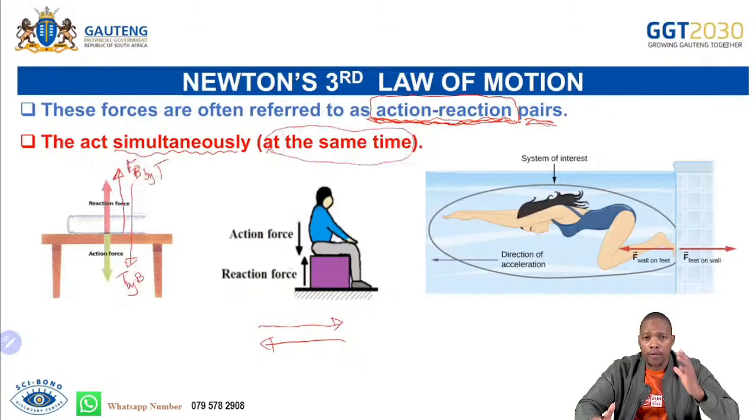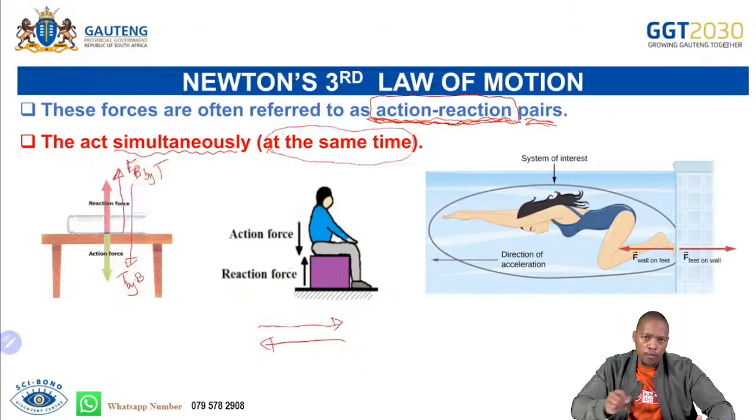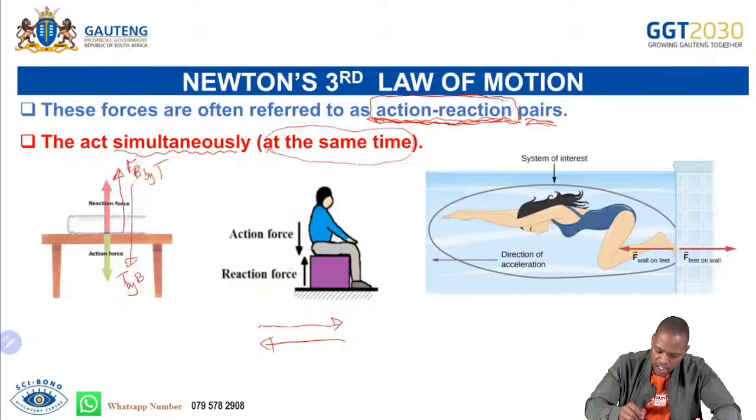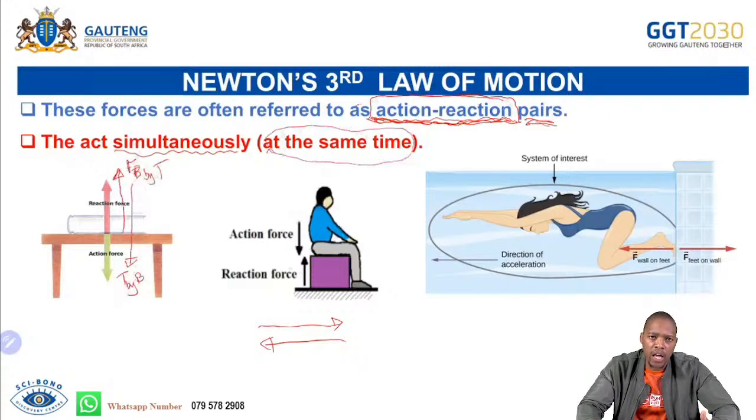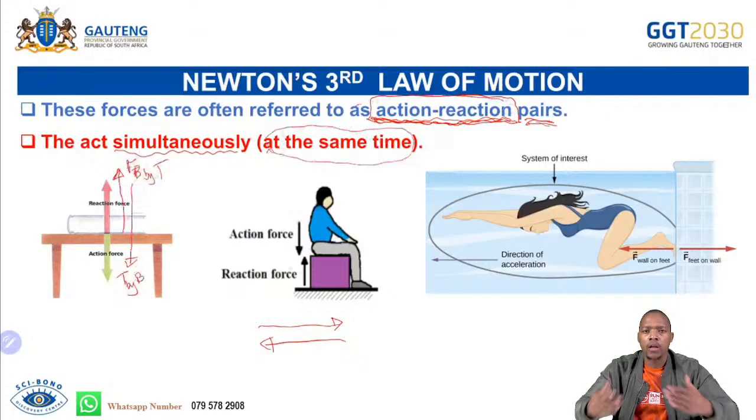I need people to have that to avoid the misconception of thinking that I will have force A and then after some time I will have force B, because in general English, action-reaction pairs will sound like that. But that's not what we mean when it comes to Newton's third law of motion. We mean exactly at the same time, object A is exerting a force on object B, and object B will be exerting a force on object A. They will be of equal magnitude, but in opposite direction.